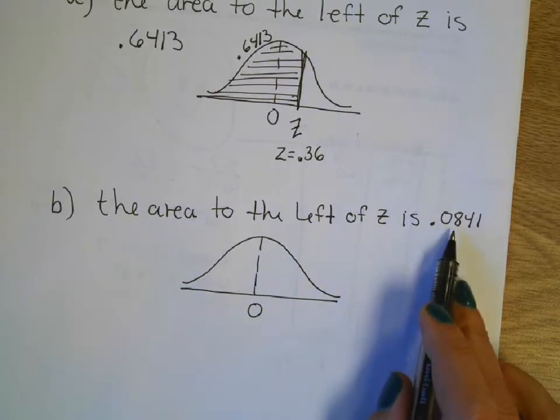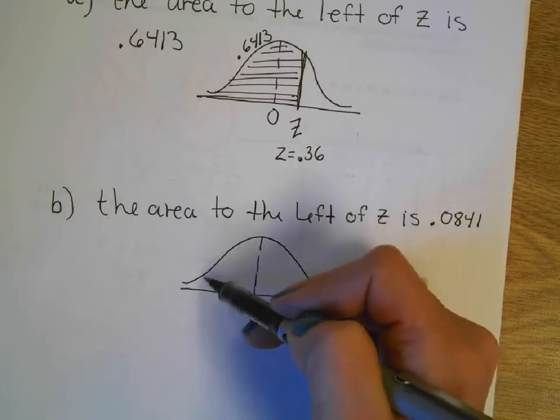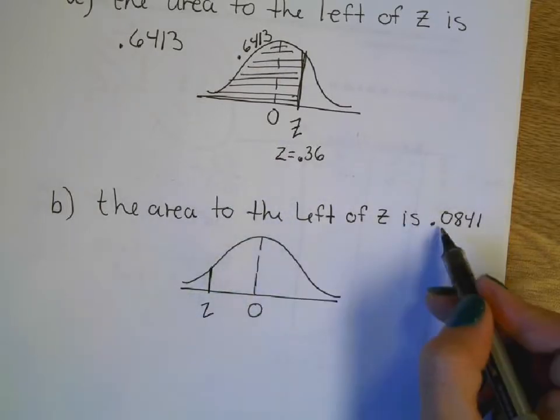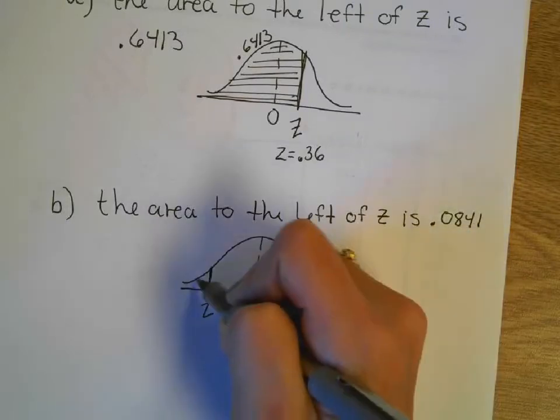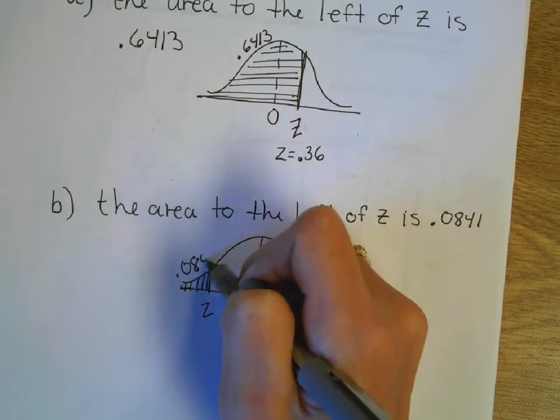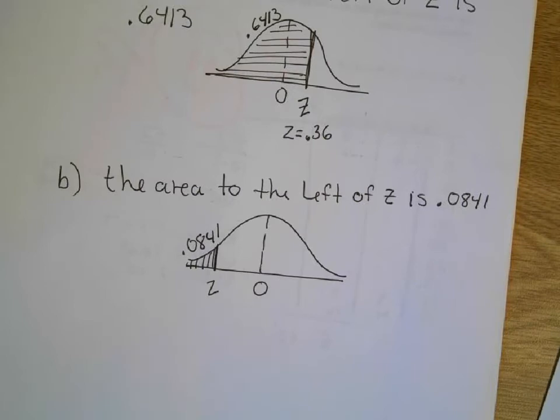Okay, so there's 8% of the graph to our left. So am I a positive z or a negative z? Negative z. How do we know? Because 50% of the graph is to the left here. I've only got 8% of the graph to my left, so I've got to be this way. Does that make sense? So I'm somewhere back here because I know there's only 0.08 behind me. 0.0841. So get as close to that as you can.